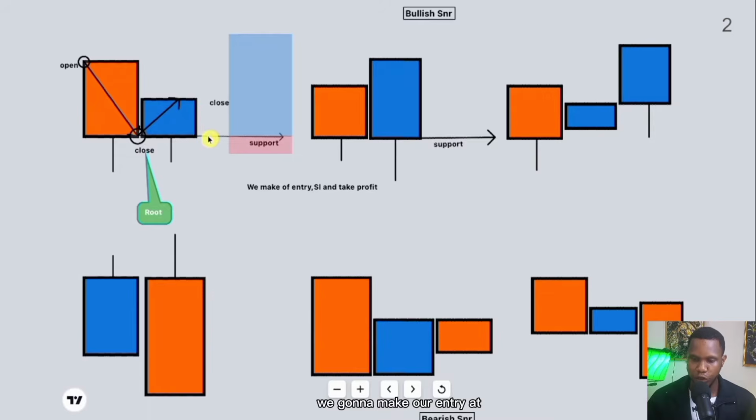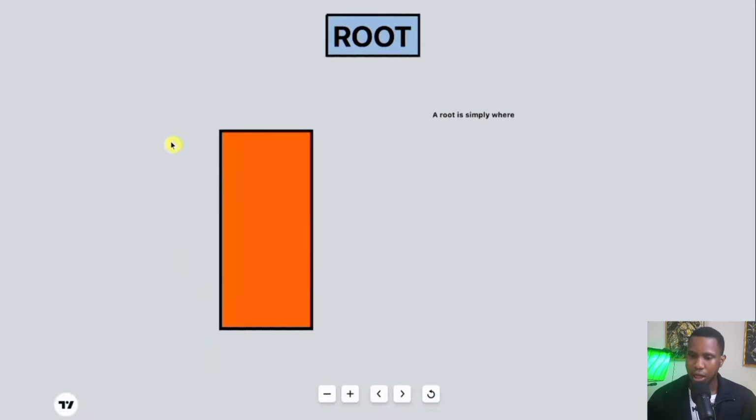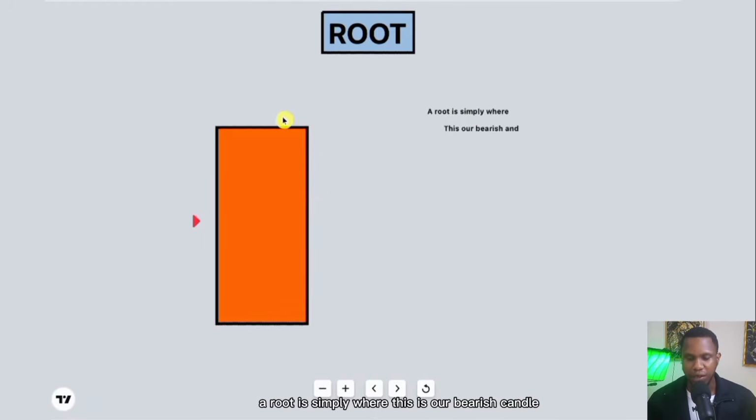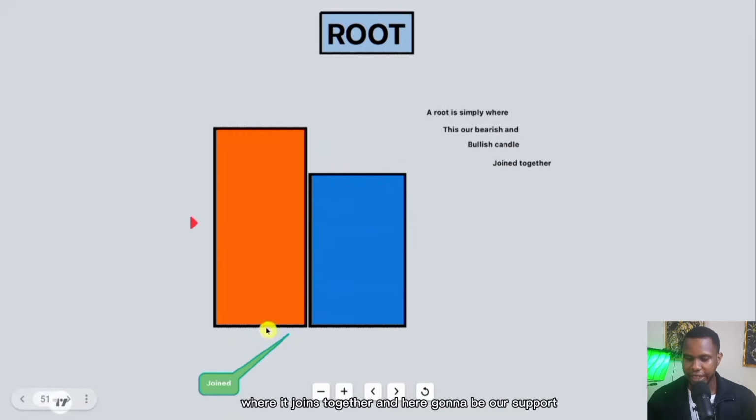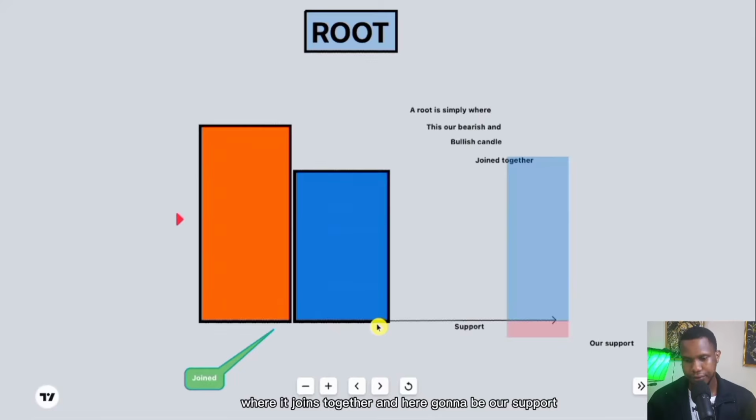We're going to make our entry at that horizontal line, then stop loss and take profit. Before this video ends, we're going to be taking multiple examples, but understand these basics properly, please. What is this root? A root is simply where this bearish candle and this bullish candle join together, and here is going to be our support.